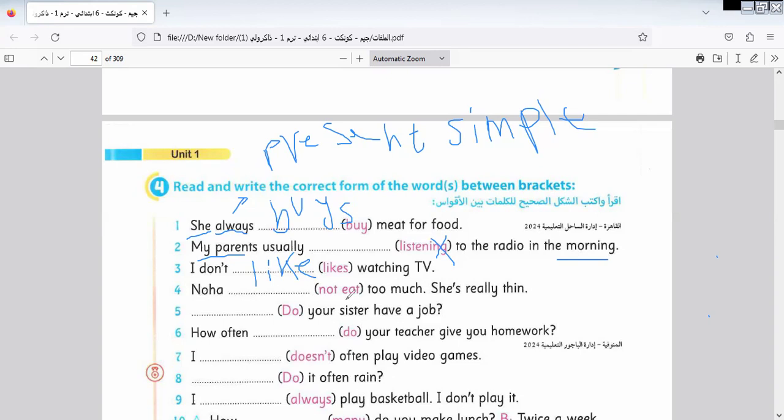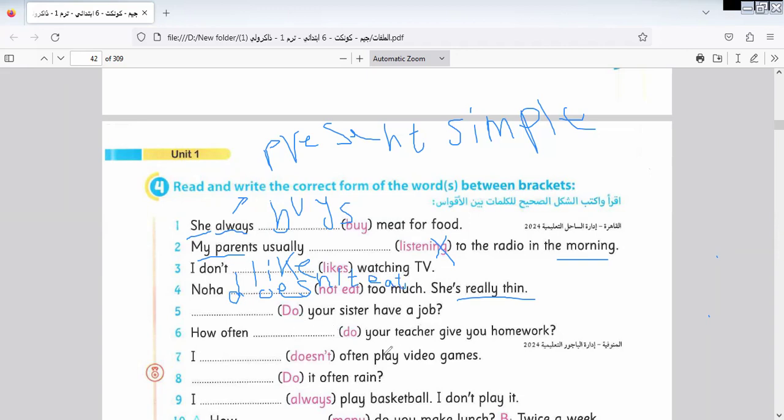also. Noha does not eat too much. She's really thin. So here what do we use? We use "doesn't". Why? Because here we have the simple tense and we use "doesn't" as a negative and put the verb in the infinitive form, the stem of the verb.